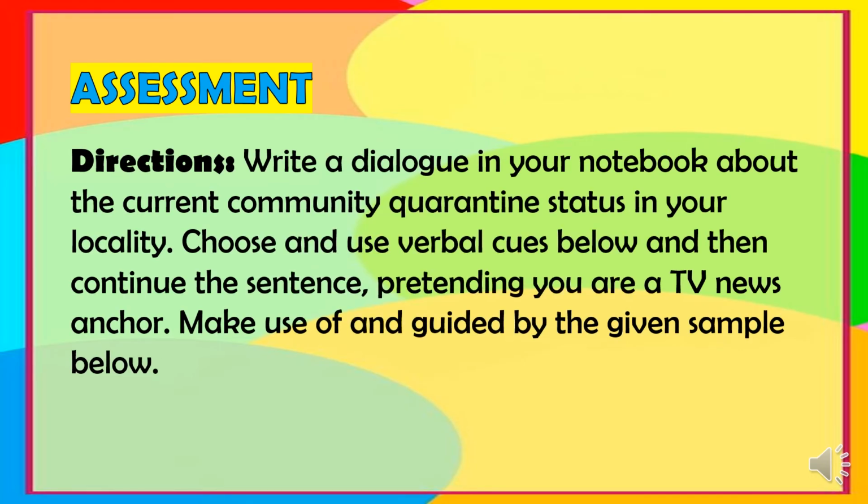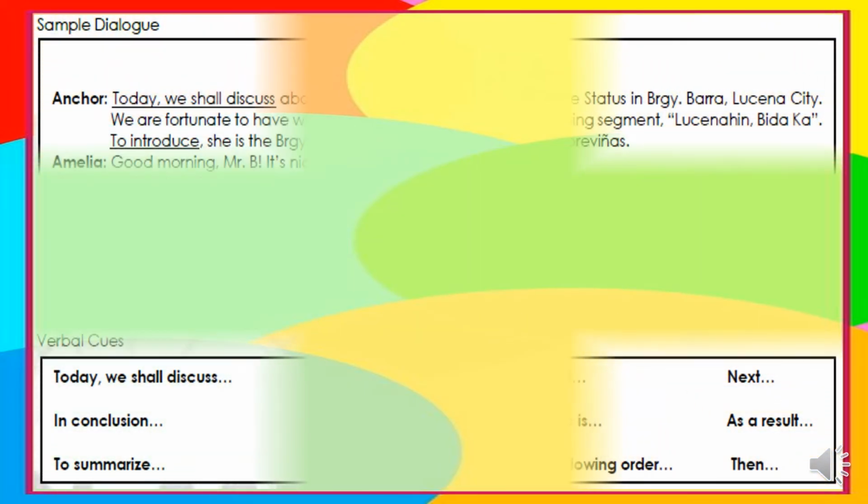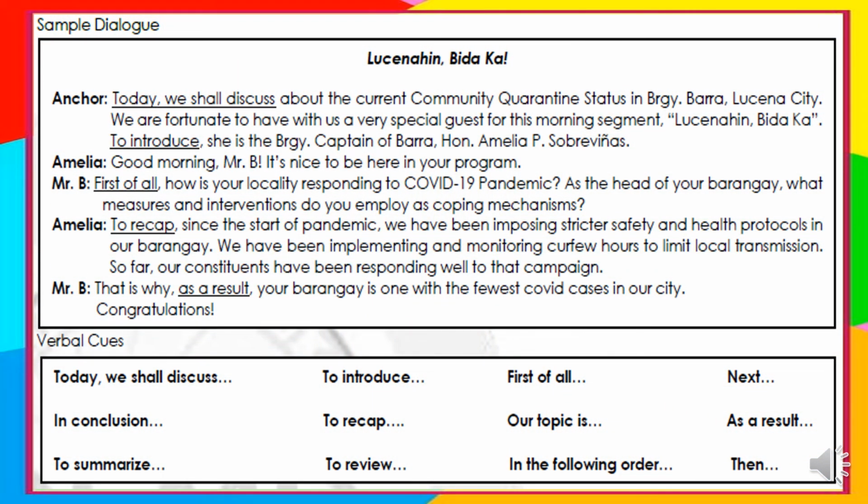For the assessment, directions: write a dialogue in your notebook about the current community quarantine status in your locality. Choose and use the verbal cues below and then continue the sentence. Pretending you are a TV news anchor, make use of and be guided by the cues given below. So here is the sample dialogue.